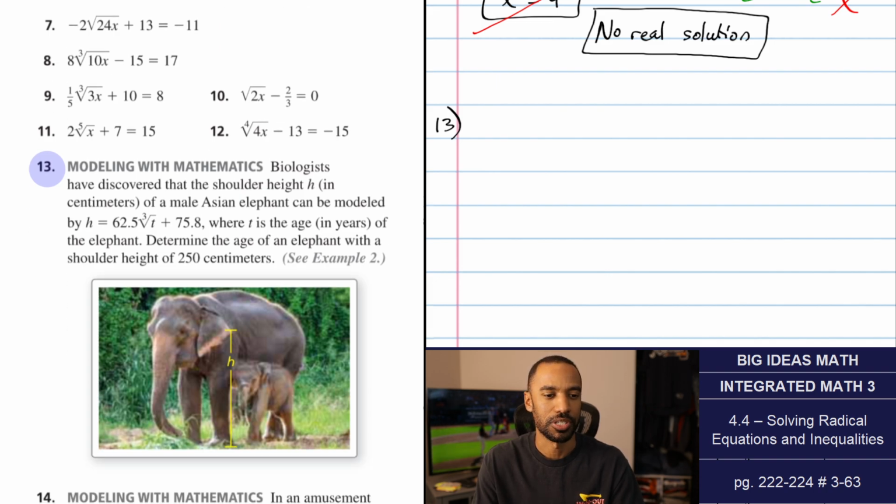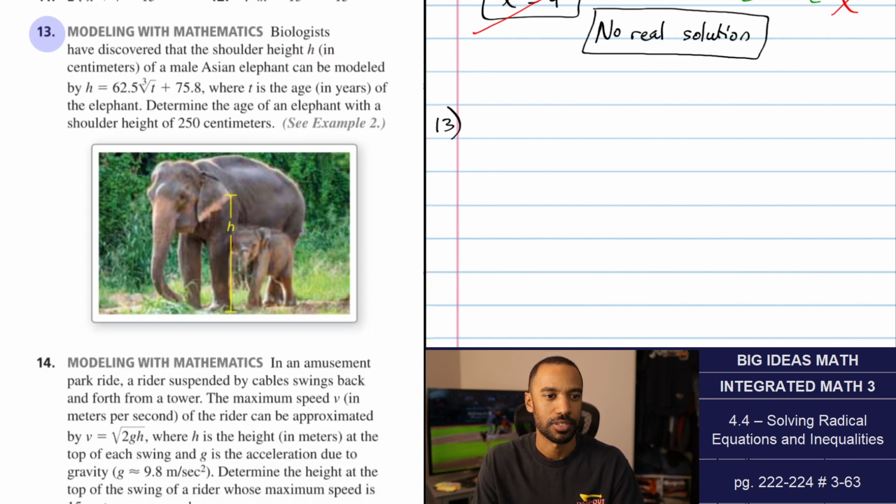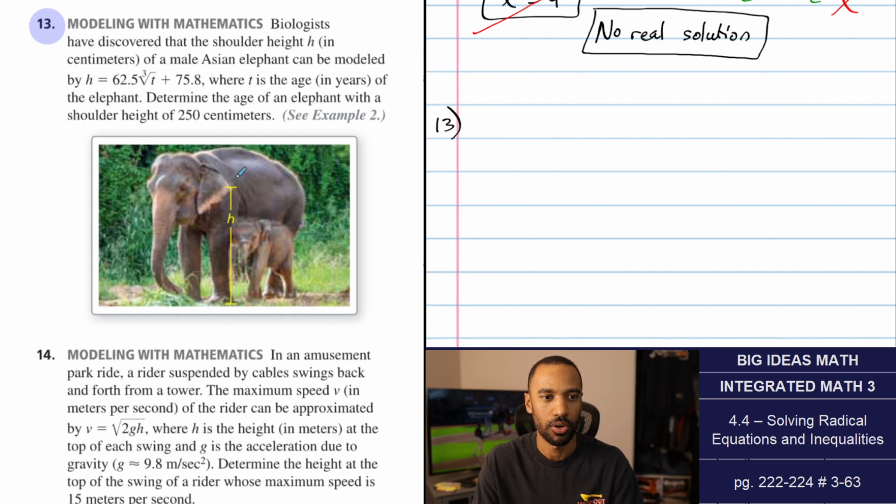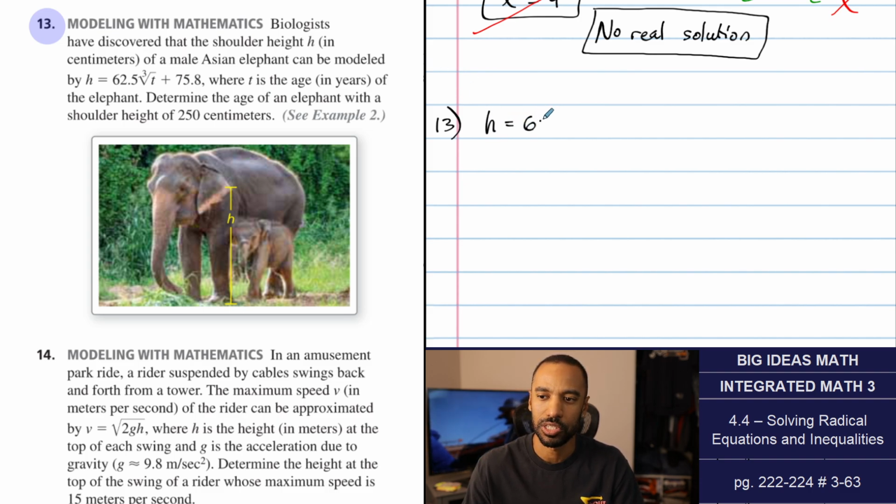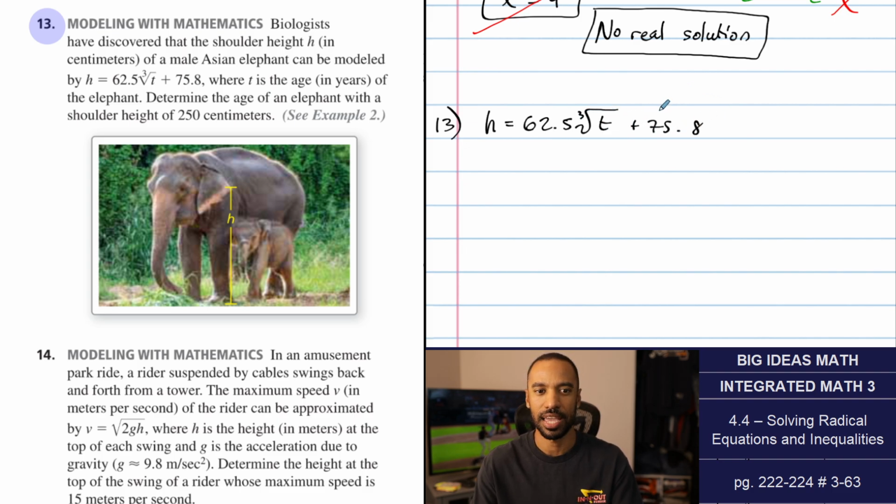Okay, let's jump to number 13. Modeling with mathematics. Biologists have discovered that the shoulder height in centimeters of a male Asian elephant can be modeled by this function here. H equals 62.5 times the cube root of t plus 75.8, where t is the age in years of the elephant. Determine the age of an elephant with a shoulder height of 250 centimeters.